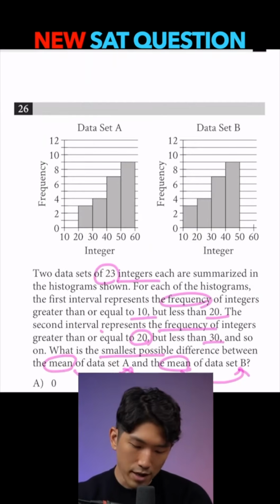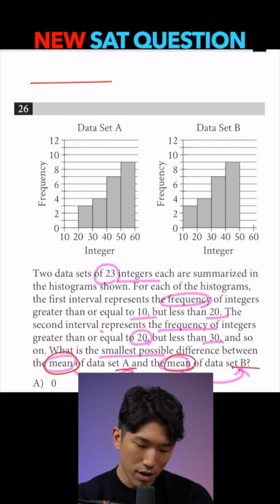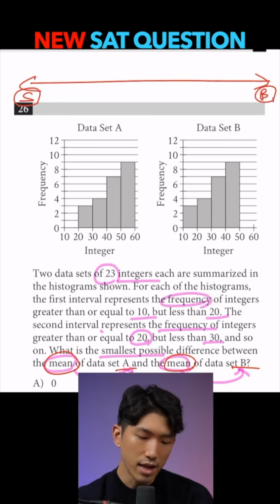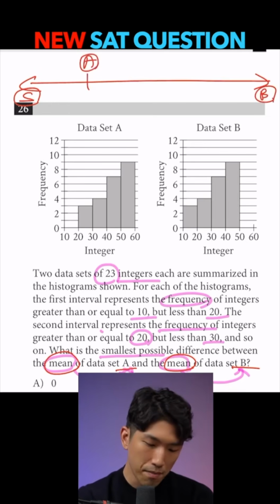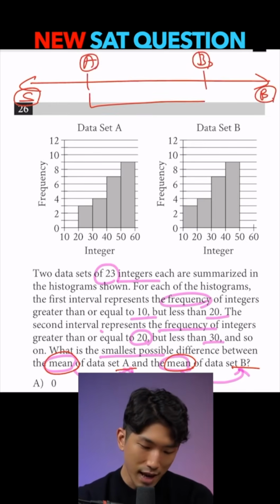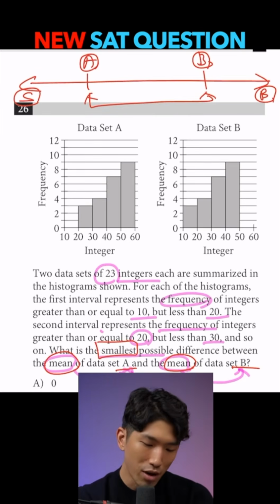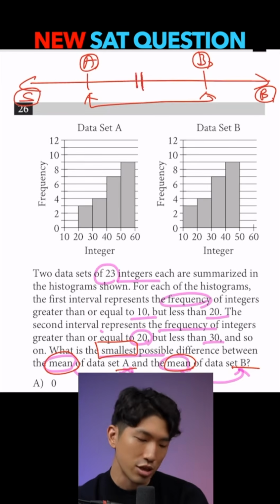What we're comparing is the mean of data set A and the mean of data set B. If you think about it, let's say there's a number line. This is a small number and this is a really big number. Let's say the mean of data set A is located here and B is located right there. If that's the case, they have a pretty big distance, right? But what we're looking for is the smallest possible distance between the two averages. So we want A and B to be as close to each other as possible.